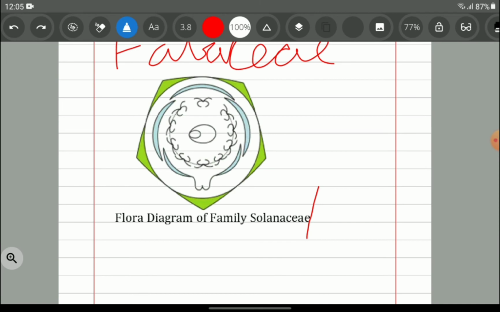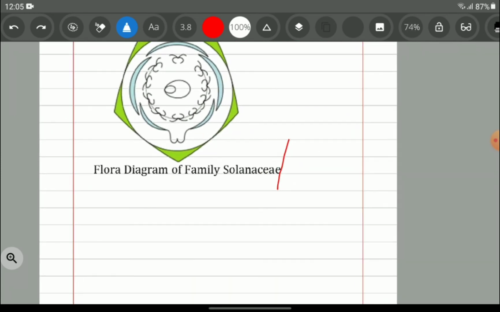Is it bilateral? Is it radial? See, if you try to cut this diagram into 2 equal halves, then what are the halves? We get only one plane in which this diagram can be divided into 2. That means it is zygomorphic, that is, it's bilaterally symmetrical. So how should we represent it? Let me write in short form, the floral formula. So zygomorphic, how should we write it? In the form of a percentage sign. So we have done the symmetry of the flower.